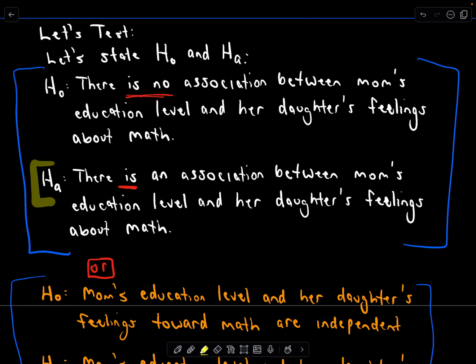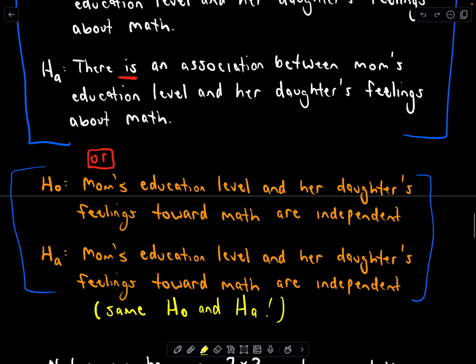And the alternative hypothesis is, well, depending on mom's education level, there is going to be a relationship between mom's education level and how her daughter feels about mathematics. That would be the alternative hypothesis. Notice the null hypothesis is always going to be no association. Or equivalently, we could say they're independent or not independent.